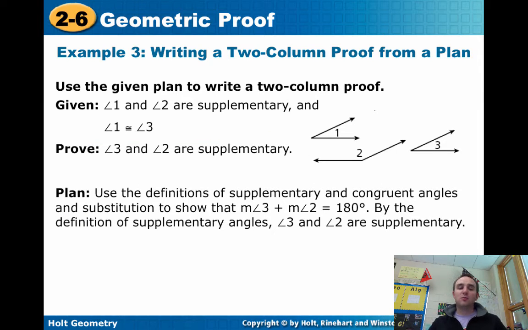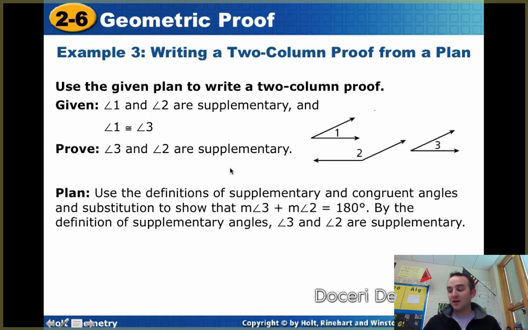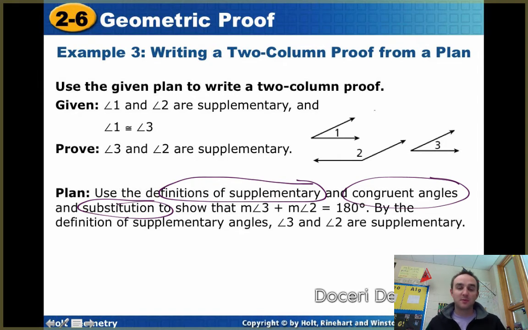So here we go. This one gives you a plan, and they want you to prove that 3 and 2 are supplementary. So our plan says use the definitions of supplementary and congruent angles and substitution. So it's giving us three things there to look at. That sounds like 3 steps to me.